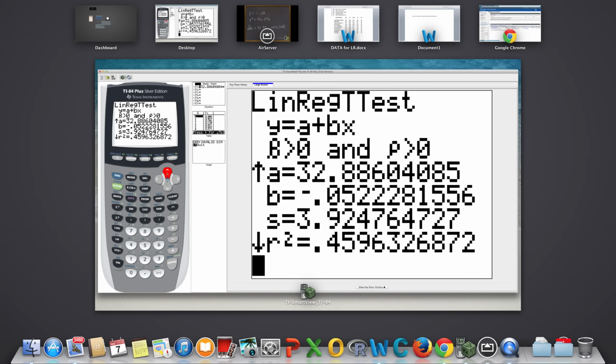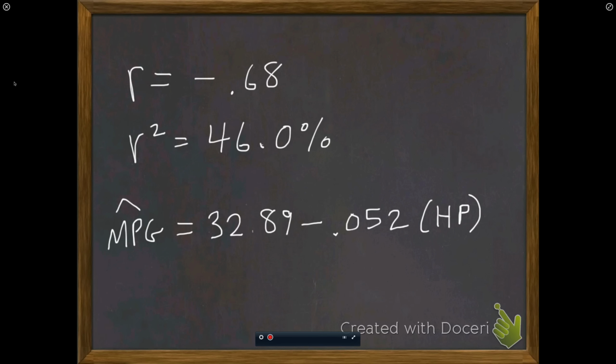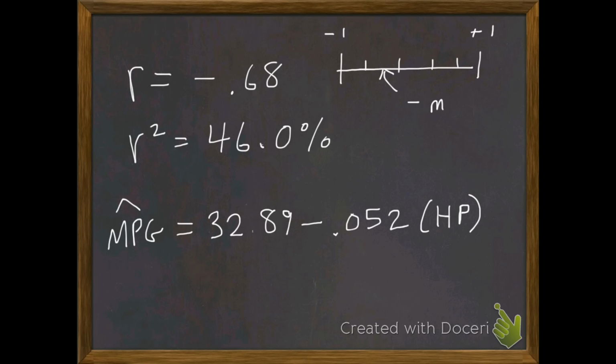Now, if I go to my iPad, you can see that I have this already written down. And again, let's talk about this R. Remember, in a previous video, I broke a segment up from -1 to +1. I'm not going to do this again because I've already done it. But I broke the segment up into a variety of pieces. I think there were 5. And negative 0.68 would fall in that part right there, which stands for a negative moderate relationship. So we have a negative moderate relationship between horsepower and miles per gallon.